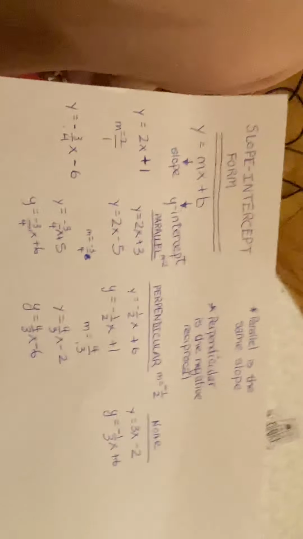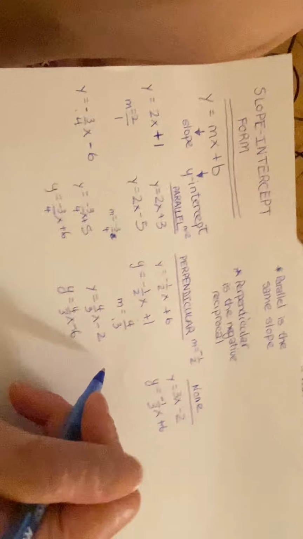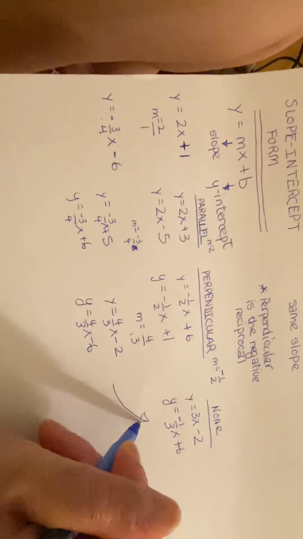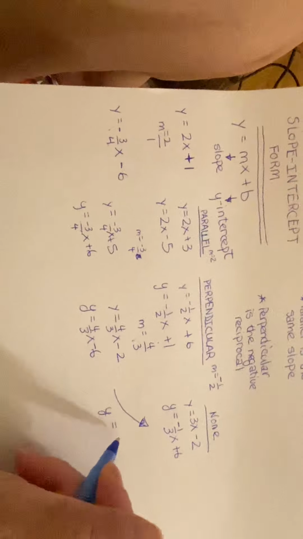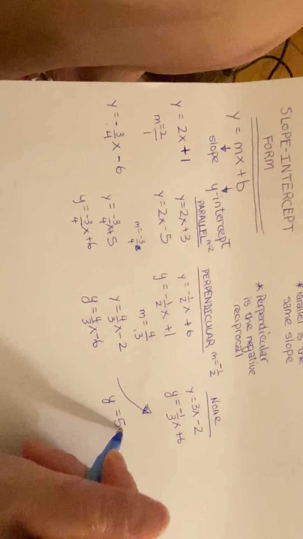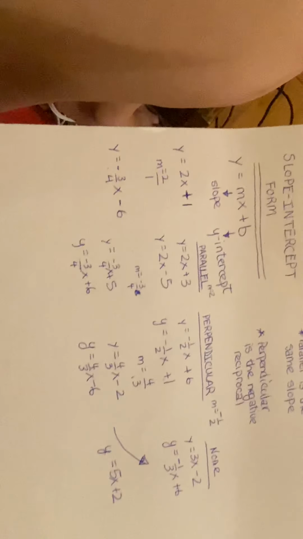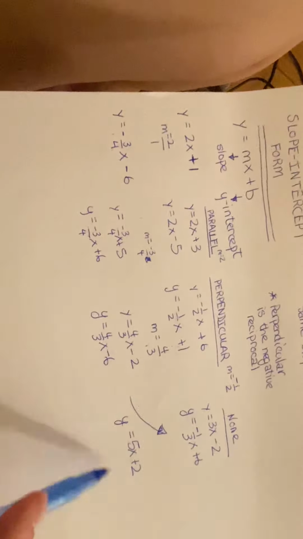Now, if we want to do anything here, this could still be the same thing. You see that? Or I could just make up my own, y equals 5x plus 2. You see that? The slope and the y-intercept are going to be different.